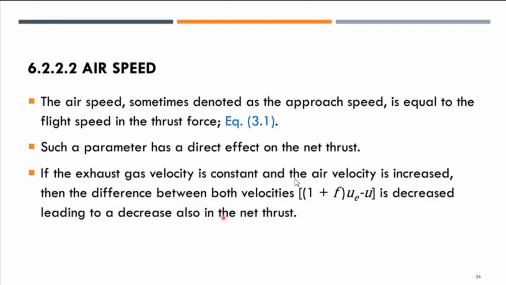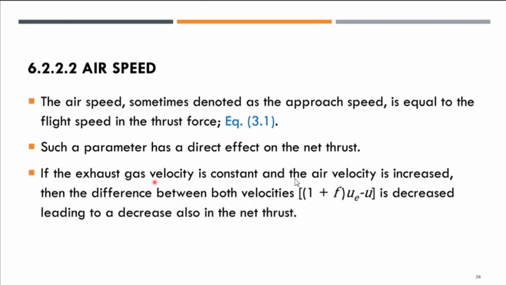So we move into the next one, 6.2.2.2, the airspeed. The airspeed is sometimes denoted as the approach speed or the aircraft speed. It is equal to the flight speed of the aircraft in the thrust force equation, equation 3.1. Such a parameter has a direct effect on the net thrust.